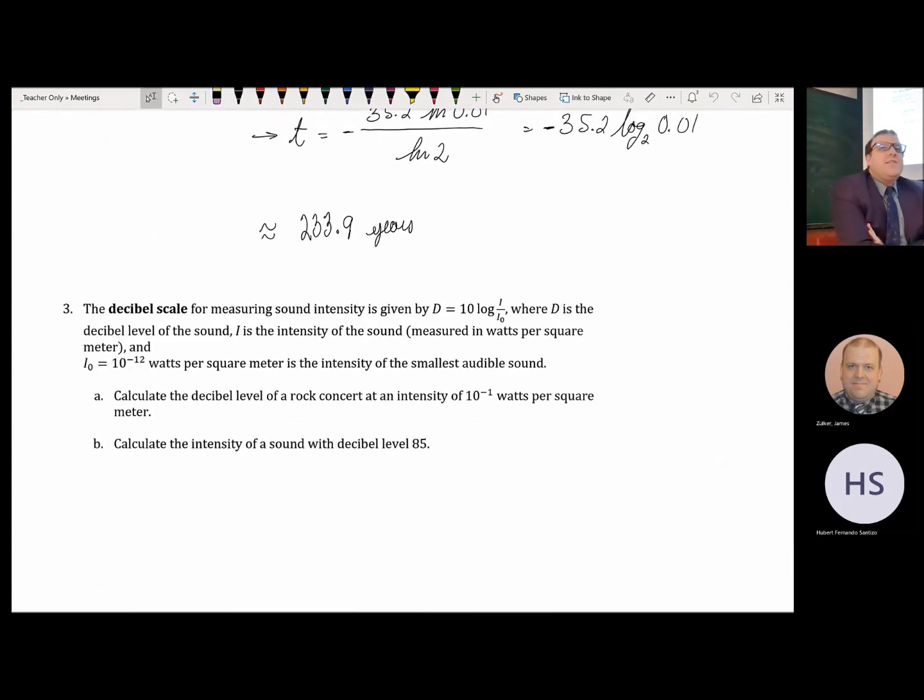Measuring sound intensity, we use what's known as the decibel scale. Right? You should be familiar with that, at least what decibels are.